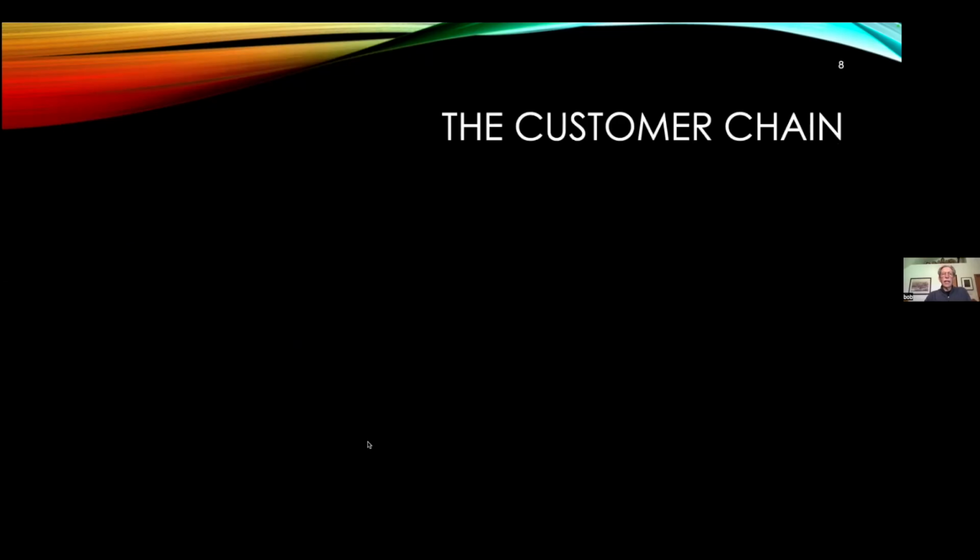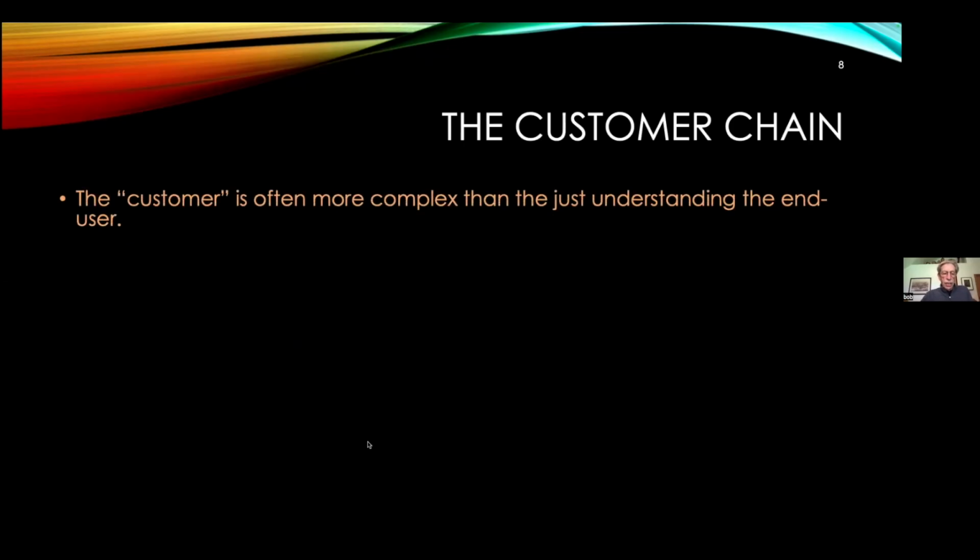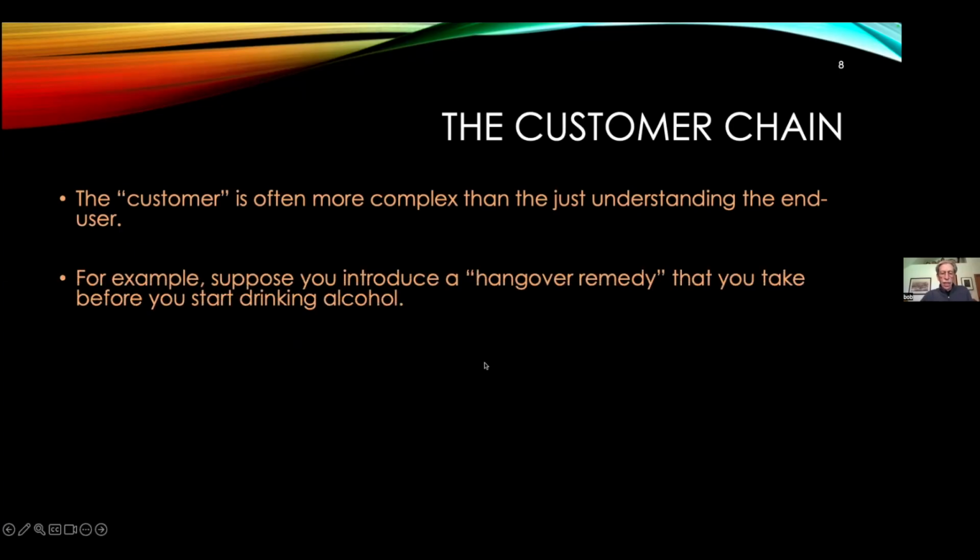So let me get to another critical concept, and not something that you really see much of in marketing books. They do talk about something called the channels of distribution, but I'm going to call it the customer chain. And the customer chain looks like this. The customer is more complex than the end user. So I'm going to give an example, and then I'll put up the chart.